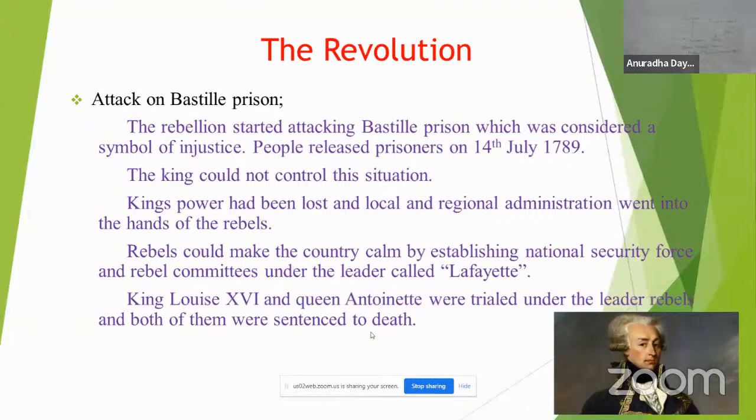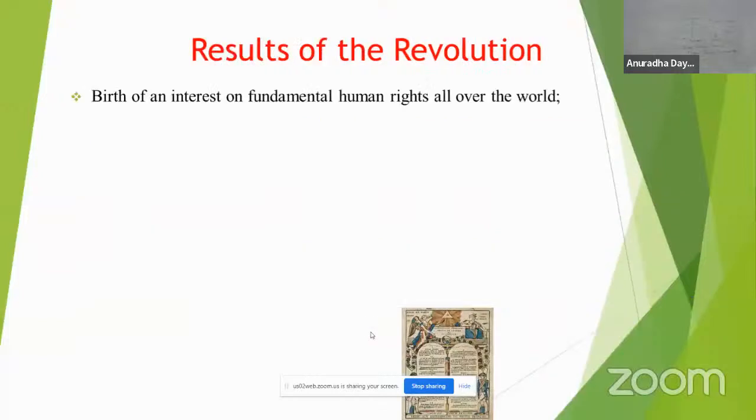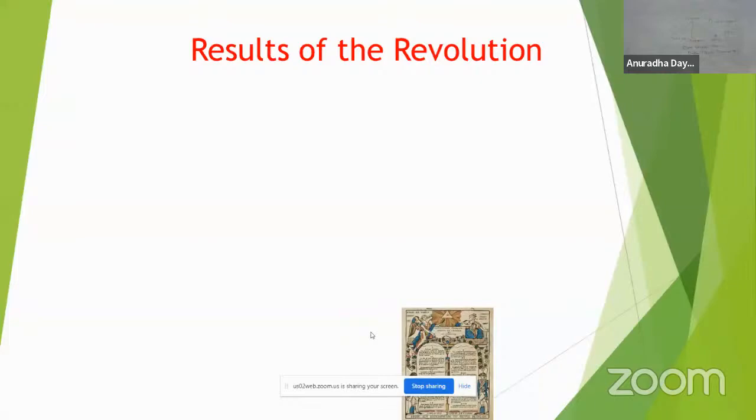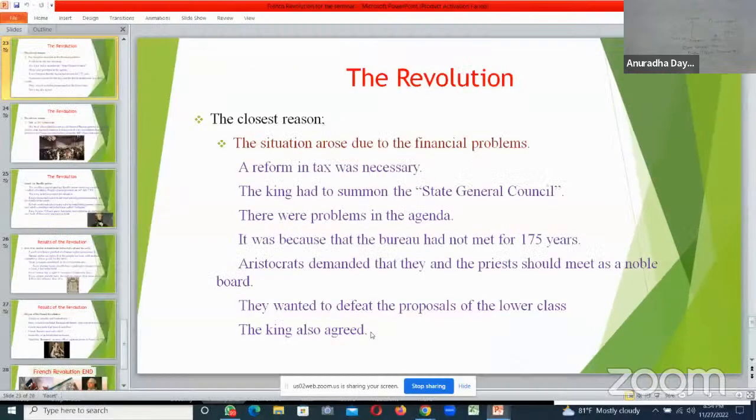King Louis XVI and Queen Marie Antoinette, the proud Austrian woman, were tried under the rebel leaders, and both of them were sentenced to death. However, before going to the results of the revolution, we'll complete the notes.